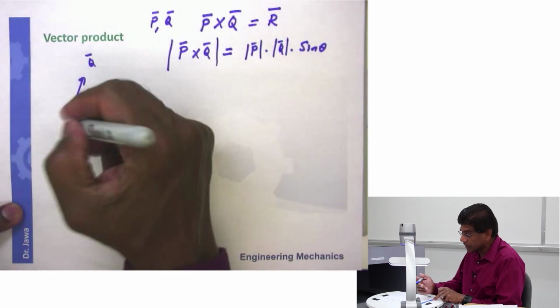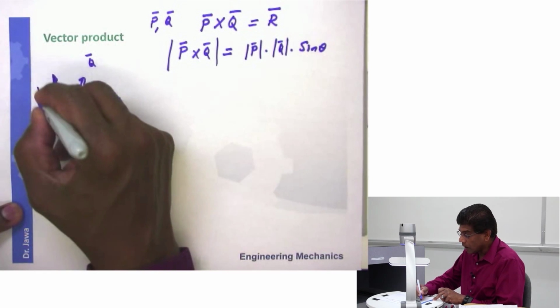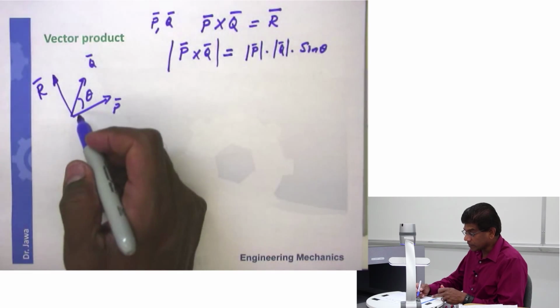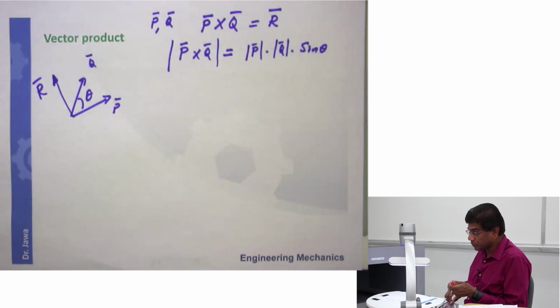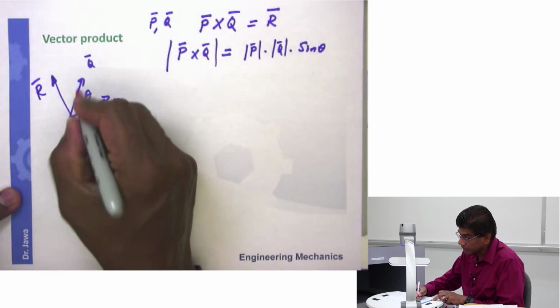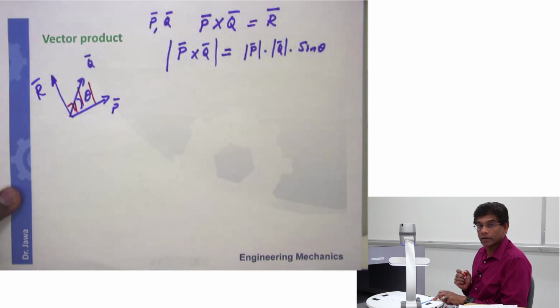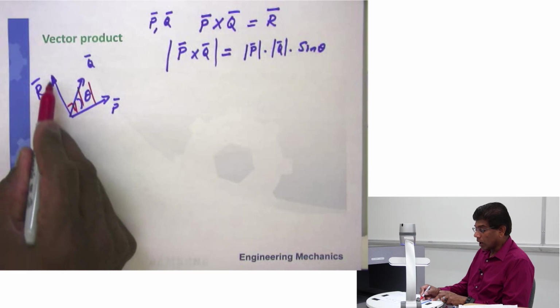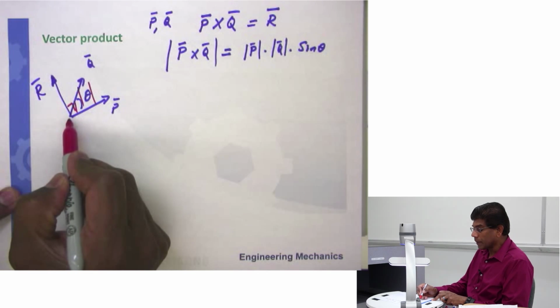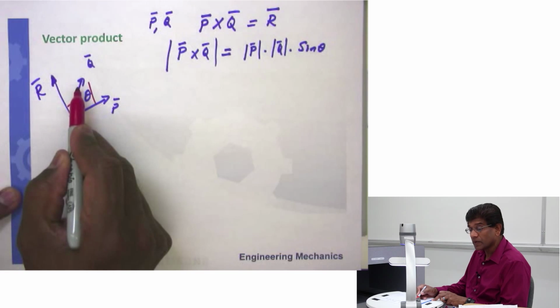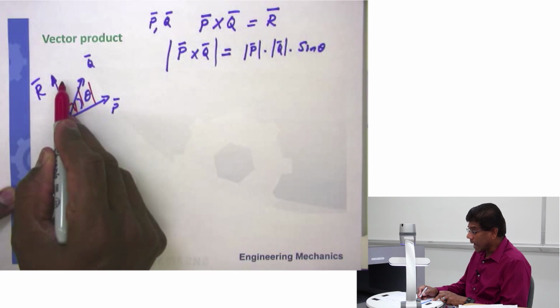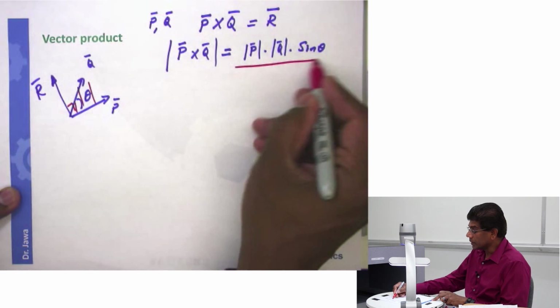So that vector in this case is going to be R. This vector R is going to be perpendicular to the plane containing these vectors, perpendicular, all right? So that's a resultant vector. The direction of the resulting vector is perpendicular to vector P and vector Q. And the magnitude is going to be equal to this.